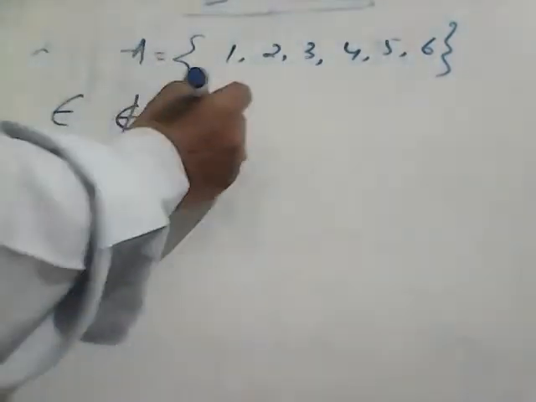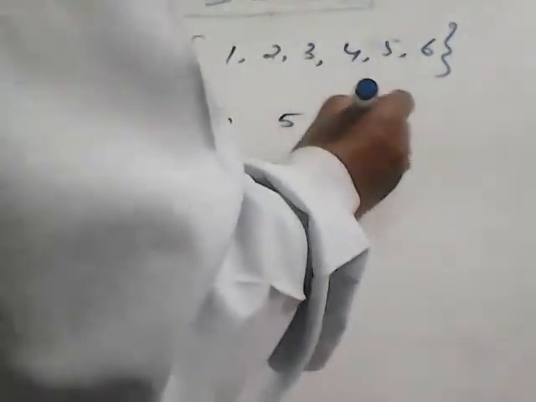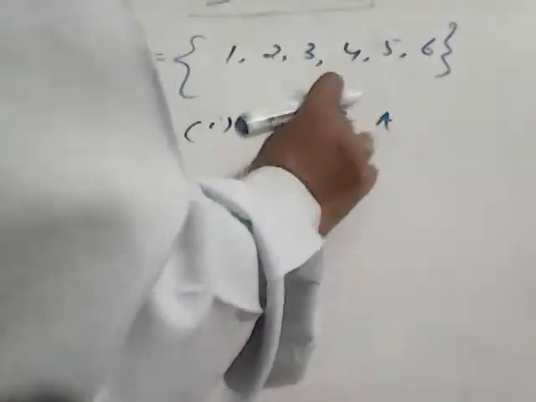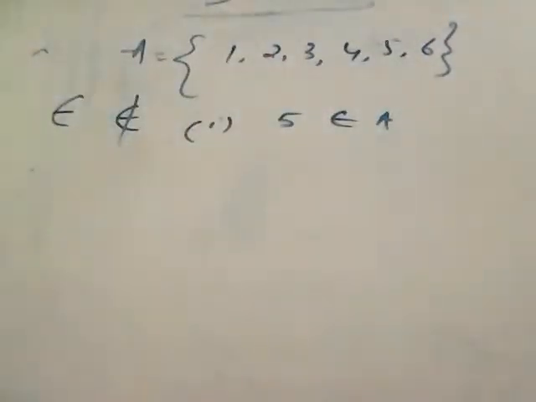Here, first bit. 5. Is 5 present here? Yes, 5 is an element. So 5 belongs to A. This is the symbol. Here is your answer. 5 belongs to A.